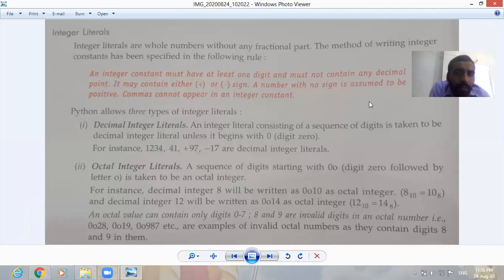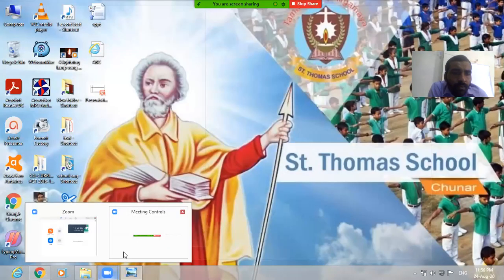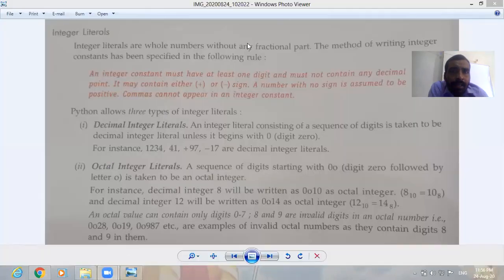No, sir. Let me show you the whiteboard screen, then I tell you. Okay. I am stopping the sharing of screen. Now I am sharing with you the whiteboard screen. Then in the whiteboard, I will explain the integer literals as well as octal and hexadecimal. Can you see the whiteboard? Yes, sir.